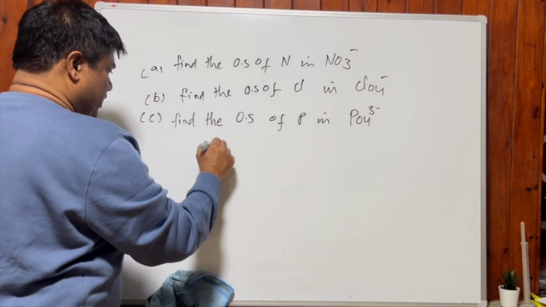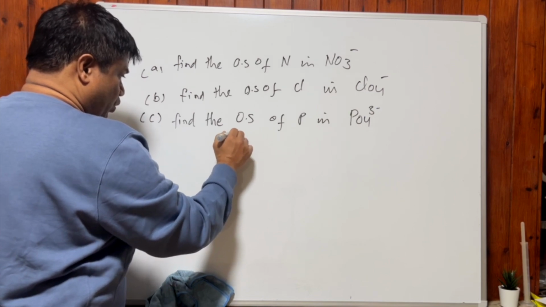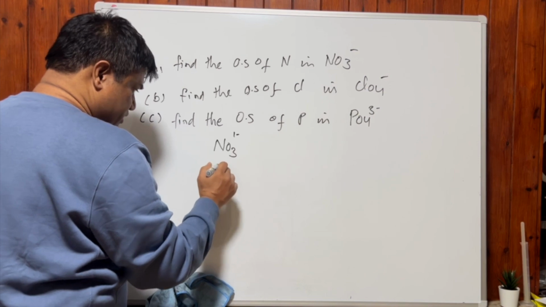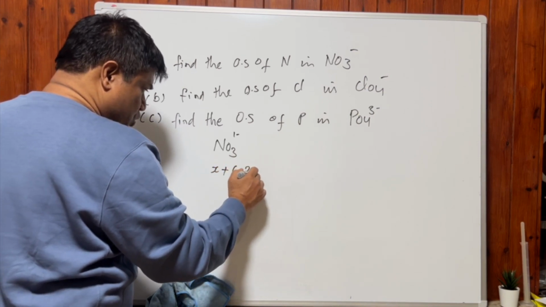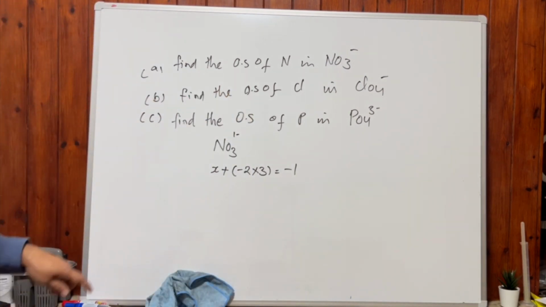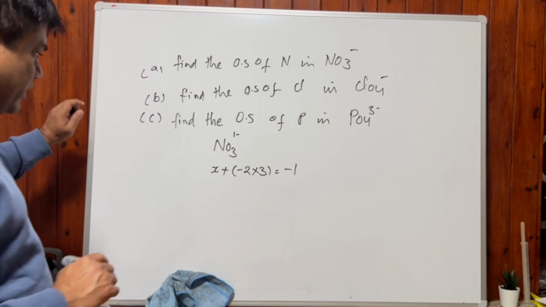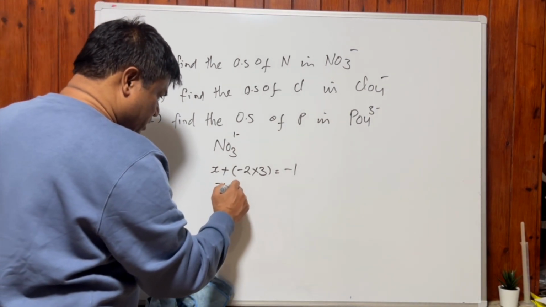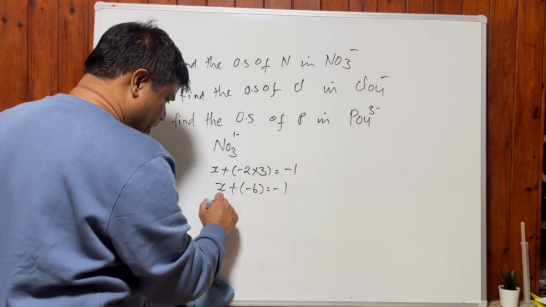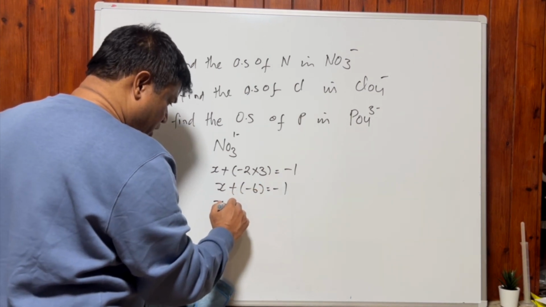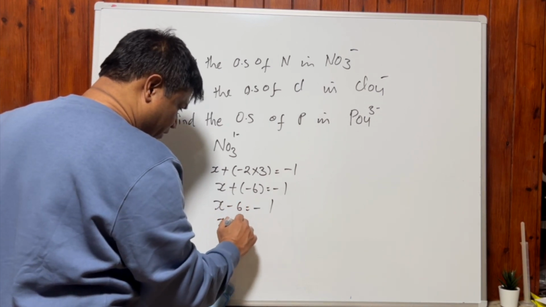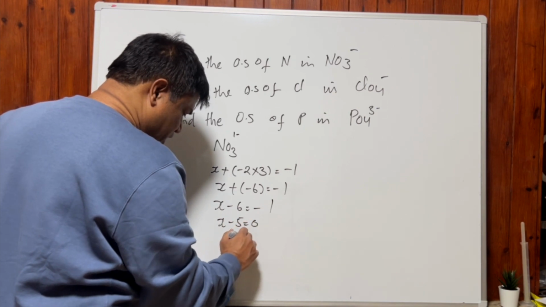Now, NO3 1 minus. Nitrogen x plus oxygen each minus 2 times 3 equals minus 1. The overall charge is minus 1. So x plus minus 6 equals minus 1. x minus 6 equals minus 1. x minus 5 equals 0. So x equals plus 5.